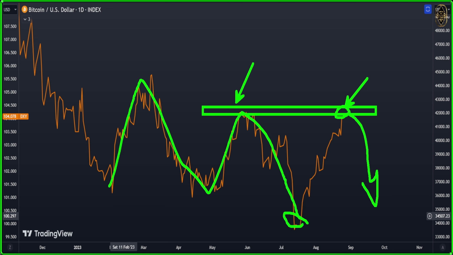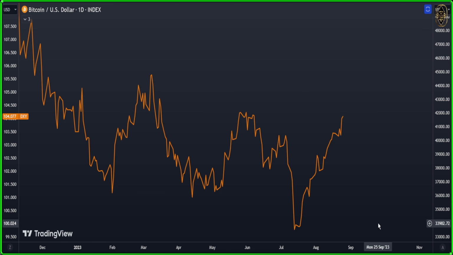But the DXY is also showing us that we are in a sideways market. It gave us a low here, now it goes back here. Let's see if it's going to break that last high here or not, or if it's going to fall down to give us another low. So everything till now is still looking the same, nothing has changed.